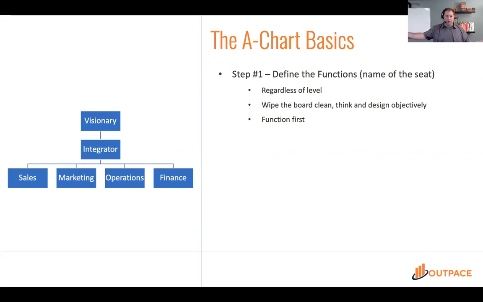And when we think about these functions, we're trying to think as objectively as possible. So we're going to wipe the board clean. We're going to think, what is the best way to structure my organization to get whatever work it is that we have to get done. And then we're going to start to build out what we think the key seats are going to be. So we think of functions. We're not thinking of people. We're thinking as objectively as we can, what's the best structure that we can have.